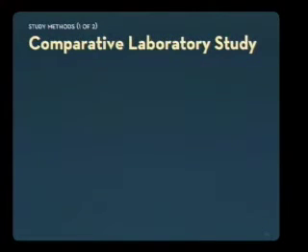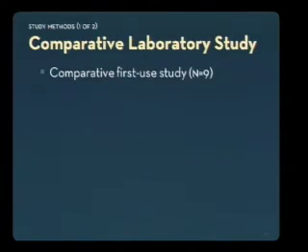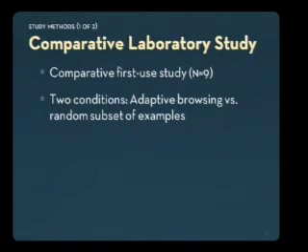So to assess the usefulness of this approach, we conducted a comparative laboratory study. We invited 9 people to participate in a first-use study, and we conducted 2 conditions. The first condition was adaptive browsing, which basically uses the features that I described earlier, the similarity and variety tools for browsing examples. And the second condition presented users with random subsets of examples.